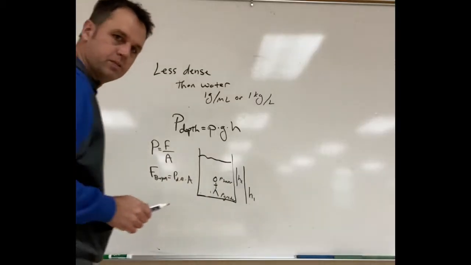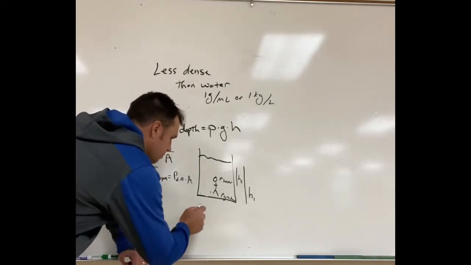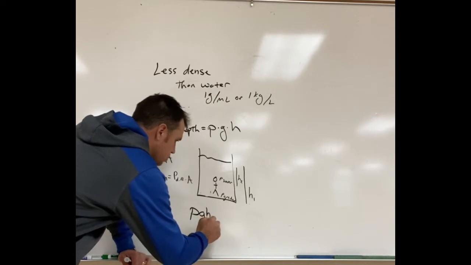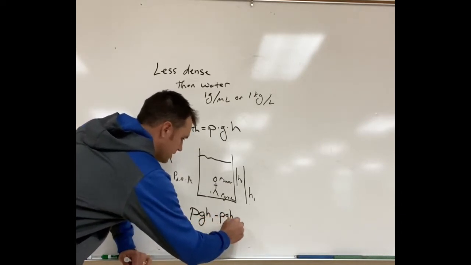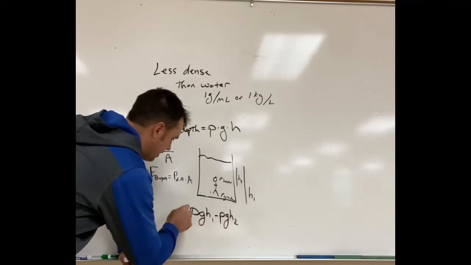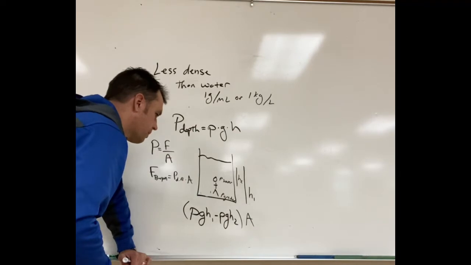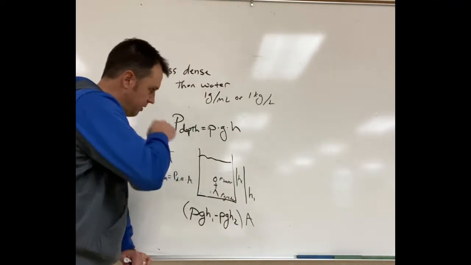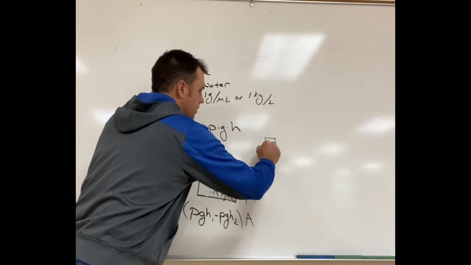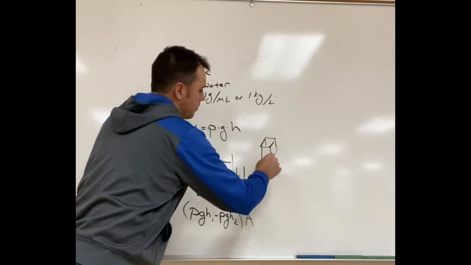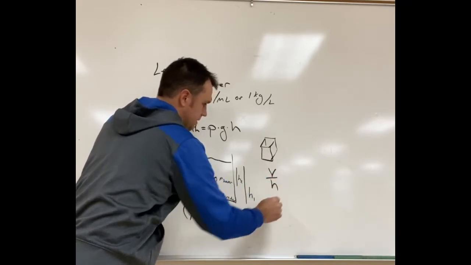So the force of buoyancy on this person is going to be PGH1 minus PGH2. That's the difference in pressure between the top and bottom of them times their area. Right, well, what is their area? Well, the area of anything, let's just draw a little cube here. So its area is going to be its volume divided by its height.